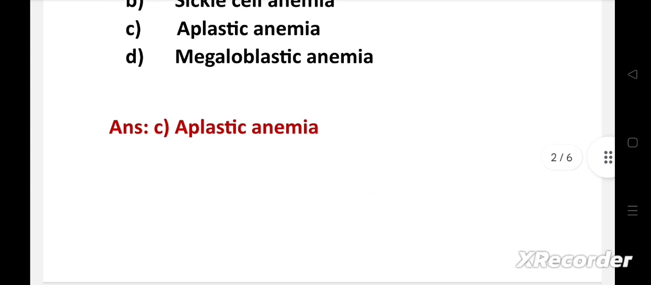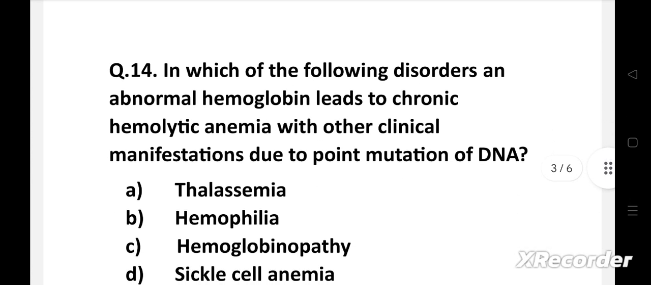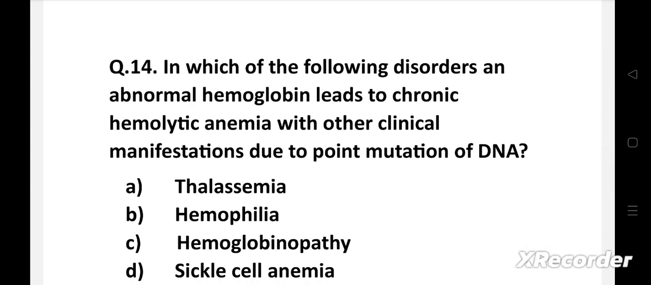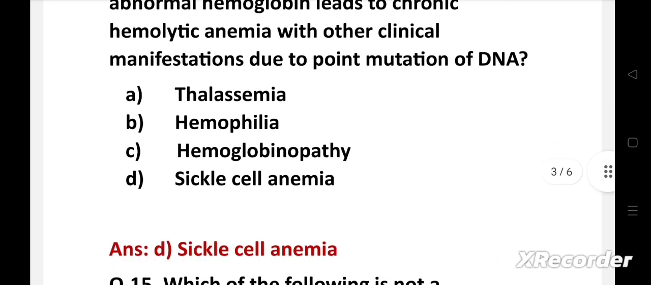Next question. In which of the following disorders an abnormal hemoglobin leads to chronic hemolytic anemia with other clinical manifestations due to point mutation of DNA? Option A, thalassemia; B, hemophilia; C, hemoglobinopathy; D, sickle cell anemia. Right answer is option D.